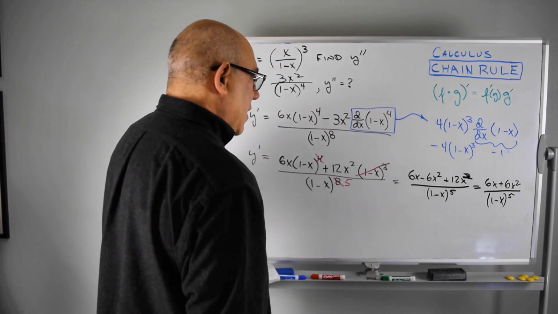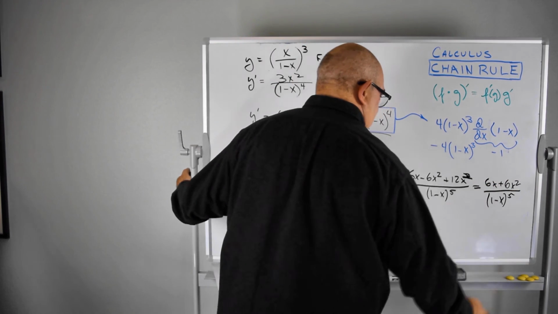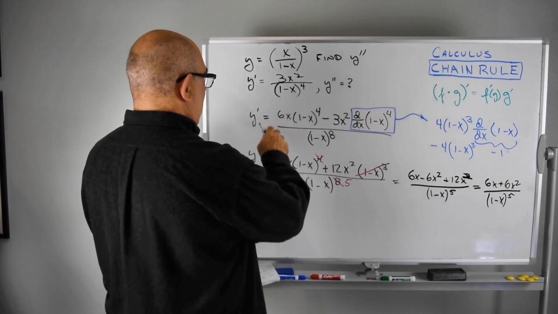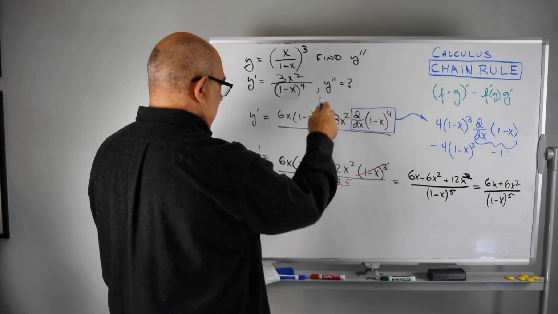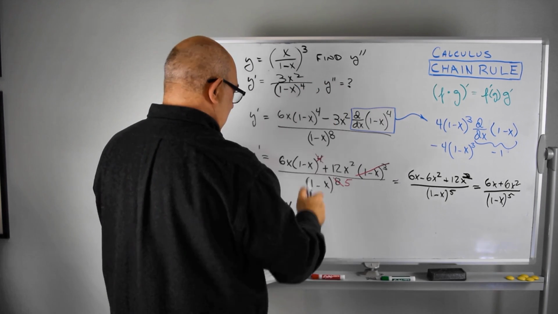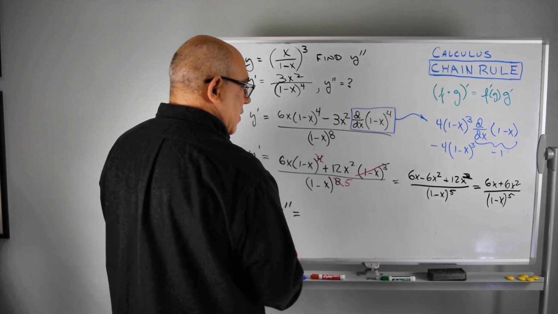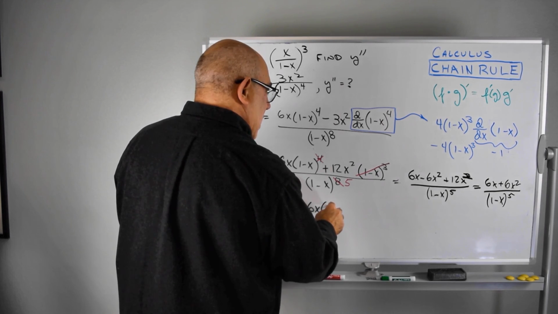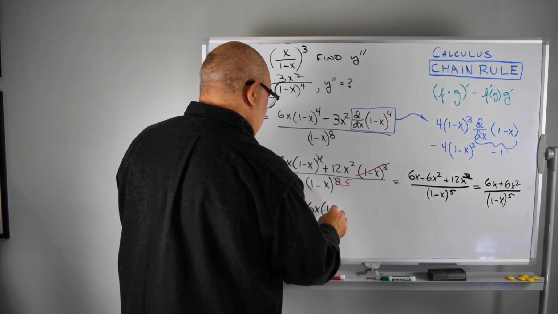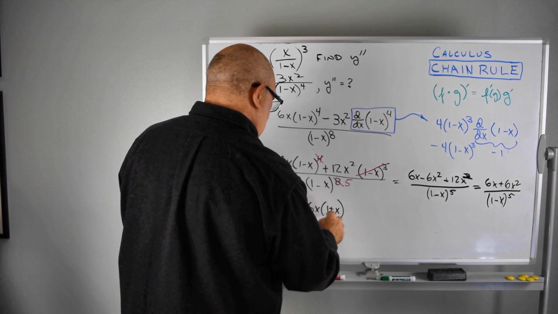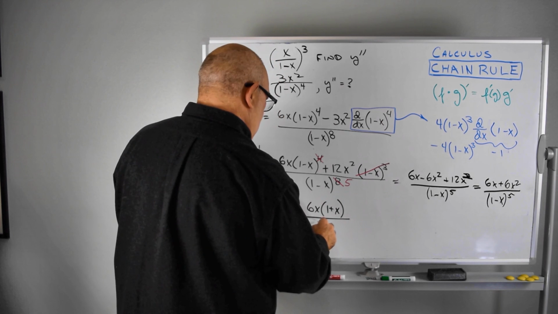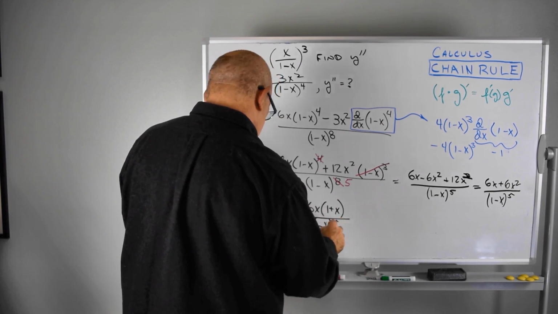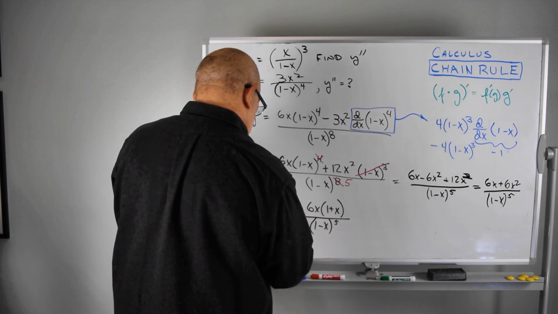So, factoring out a 6x here, we find the ultimate answer: y double prime equals 6x times 1 plus x, all over 1 minus x to the 5th. And that is our answer.